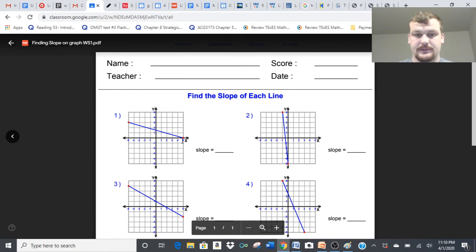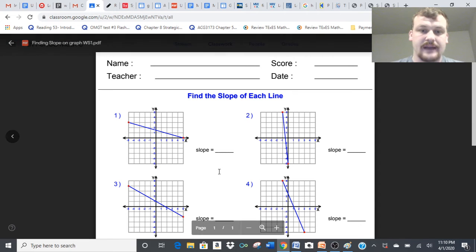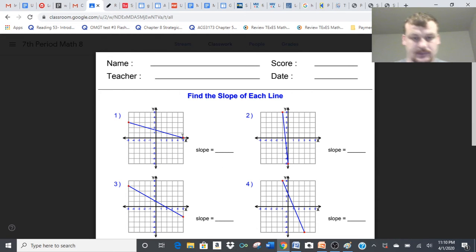So now, just to go number 1. In order to rise, we have to start at the lowest point. So we see this little red dot right here. So we're going to count up until we're even with this top point. So we're going to go 1, 2, 3. So at 3, we are even with the top point. So our rise is 3.